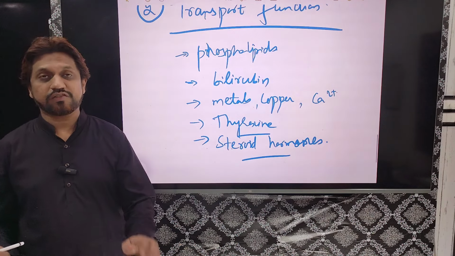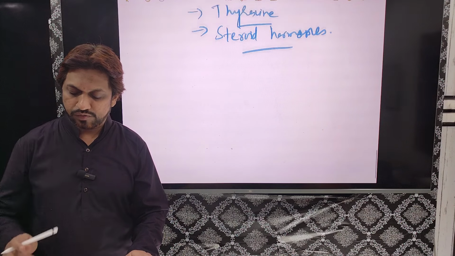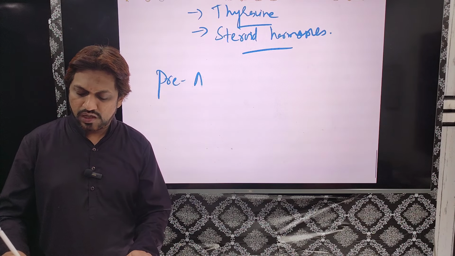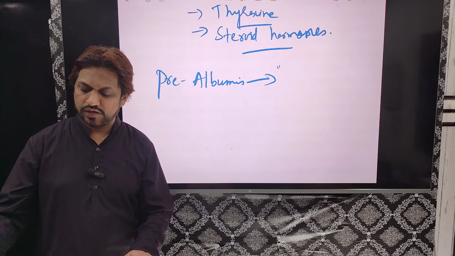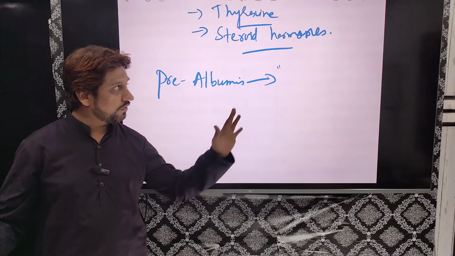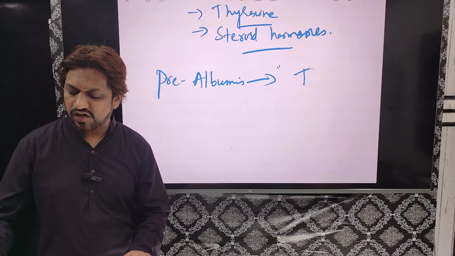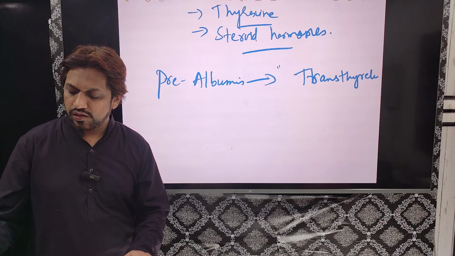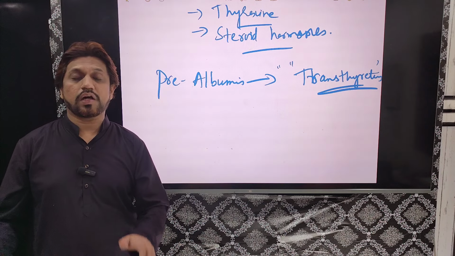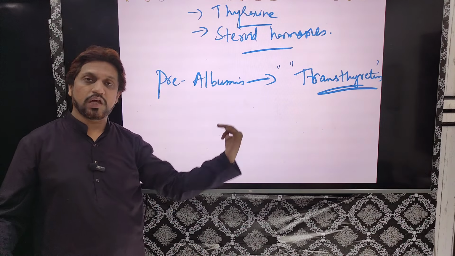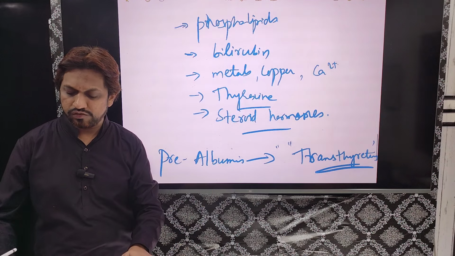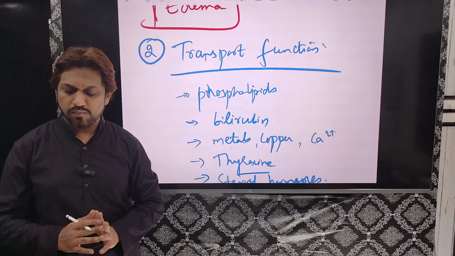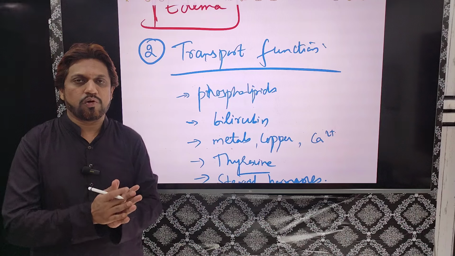There is one more fraction of albumin known as pre-albumin. The pre-albumin also transports thyroid hormones, and that pre-albumin which transports the thyroid hormone is known as transthyretin. So thyroid hormones are transported by albumin as well as pre-albumin, and also by globulin. Which fraction of globulin, we'll discuss later. Right now just remember this. So albumin has a very important role in the transport mechanism.